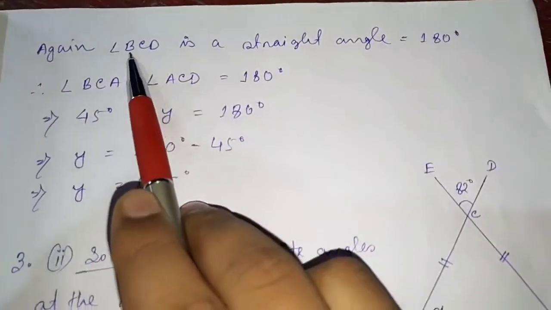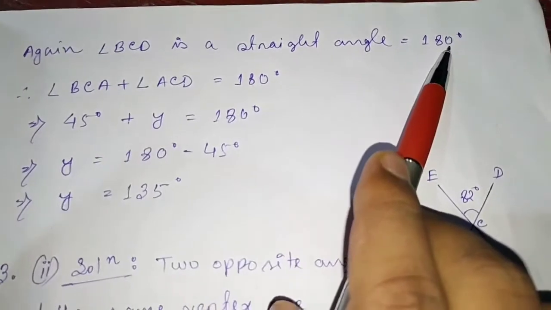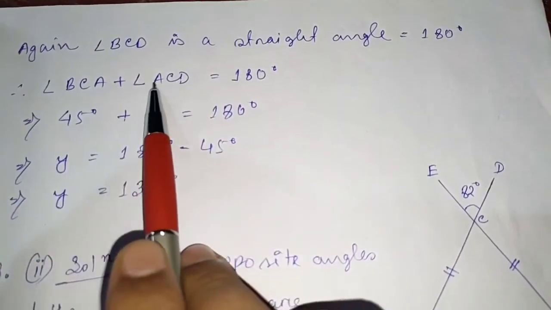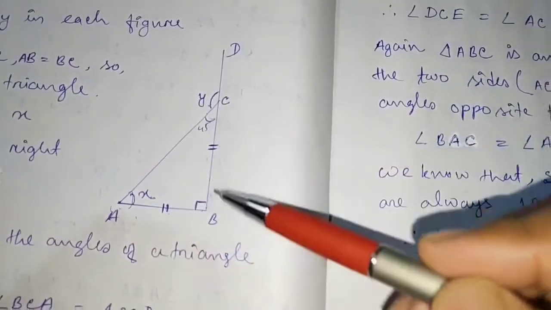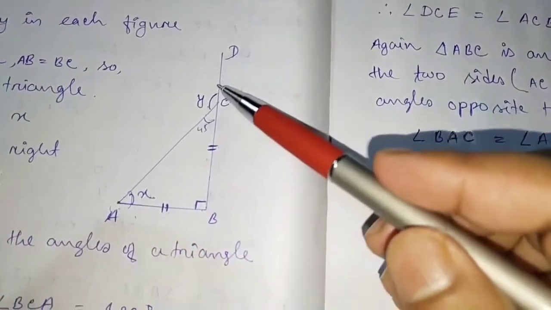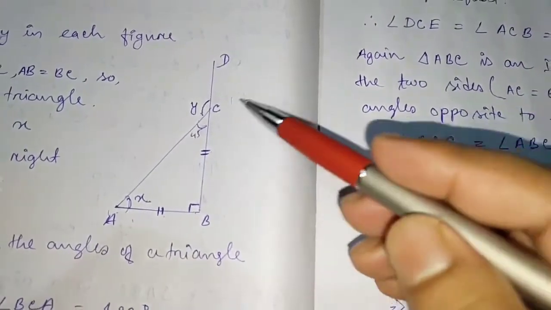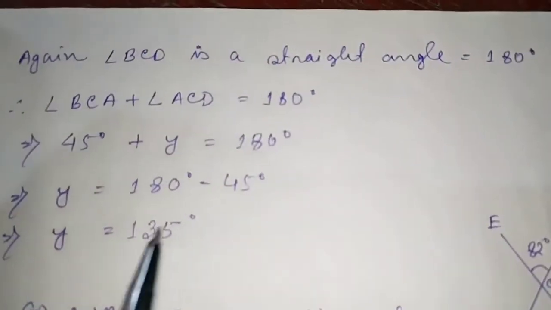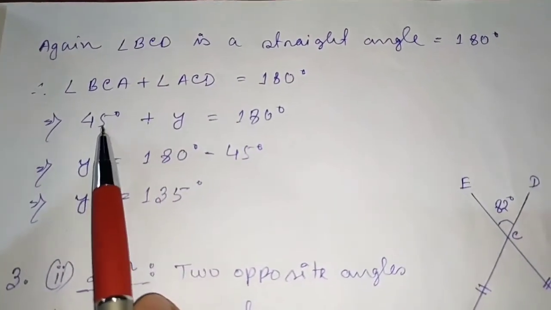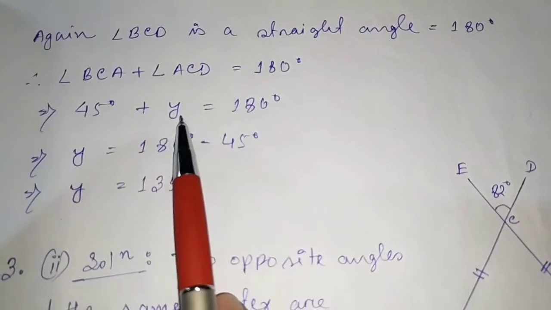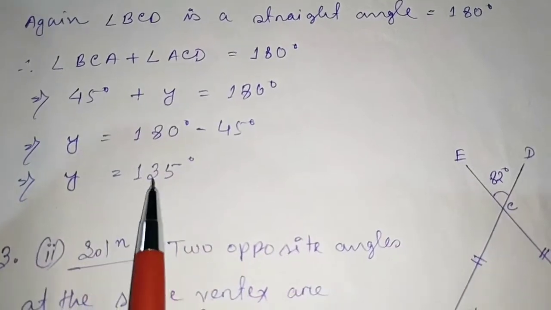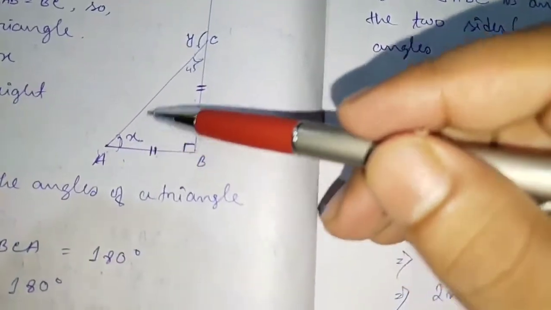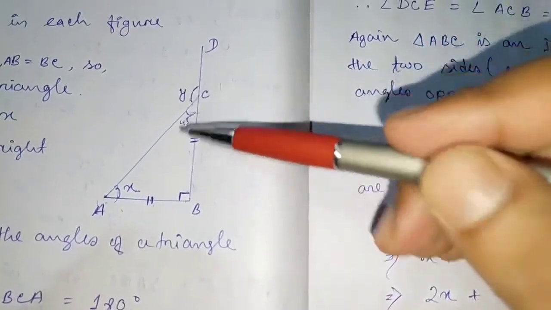So again, angle BCD is a straight angle, 180 degrees, and angle BCA plus angle ACD is equal to 180 degrees. If we sum these two angles, it becomes 180 degrees. We know the value of angle BCA is 45 degrees, and ACD we don't know, that is y, equal to 180 degrees. So y is equal to 180 minus 45, y is equal to 135. This means angle x is 45 degrees and y is 135 degrees.